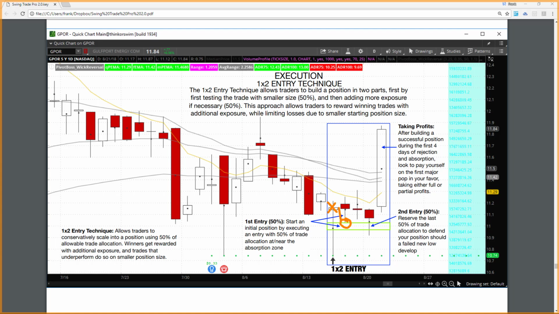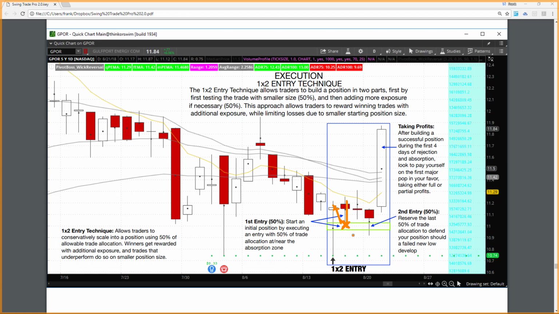So you wait, and the next day price opens above the rejection day midpoint and starts to drop into that section, right? That is when you would want to start an initial position by executing an entry with 50% of trade allocation at or near the absorption zone. So whenever price pulls back that morning, you want it somewhere in here, and now you're able to pick up that price at a much cheaper zone, right?